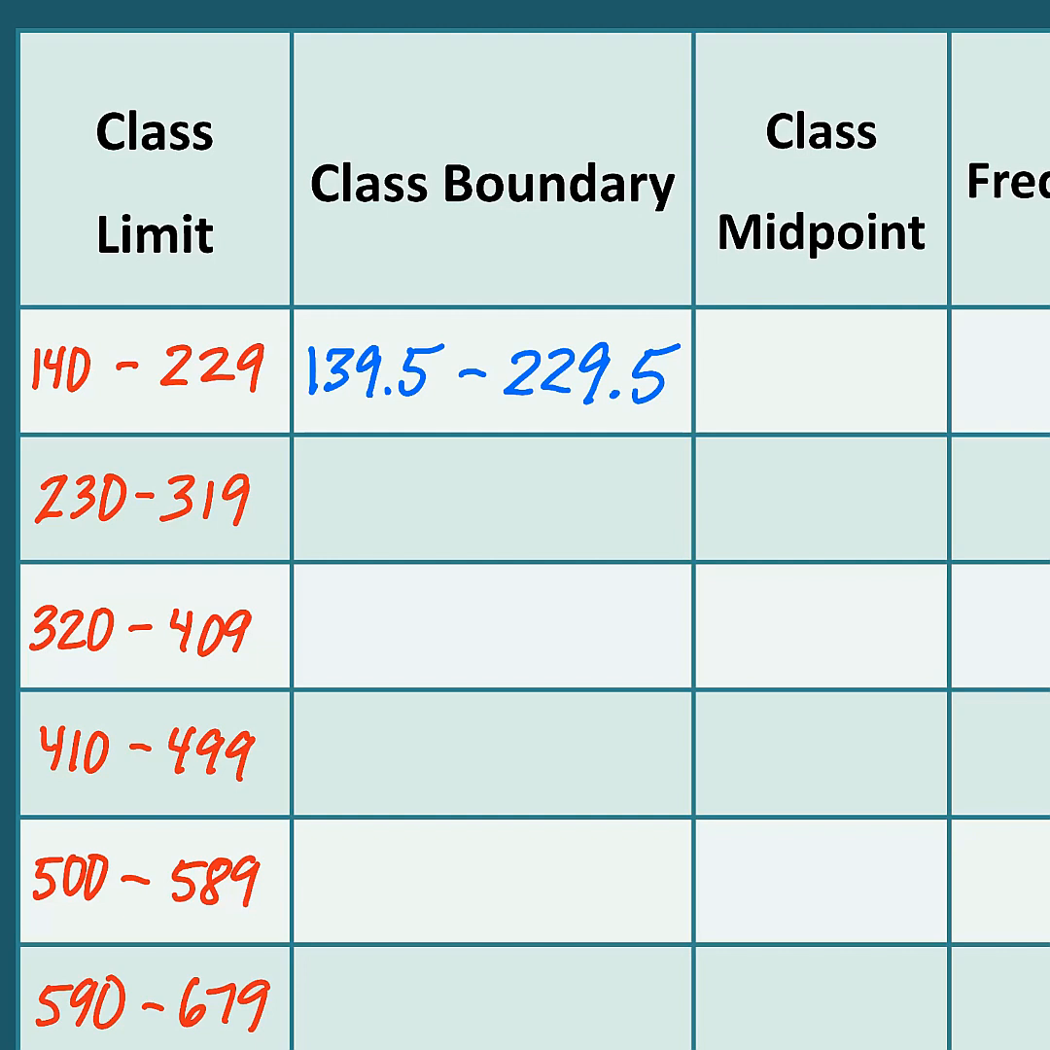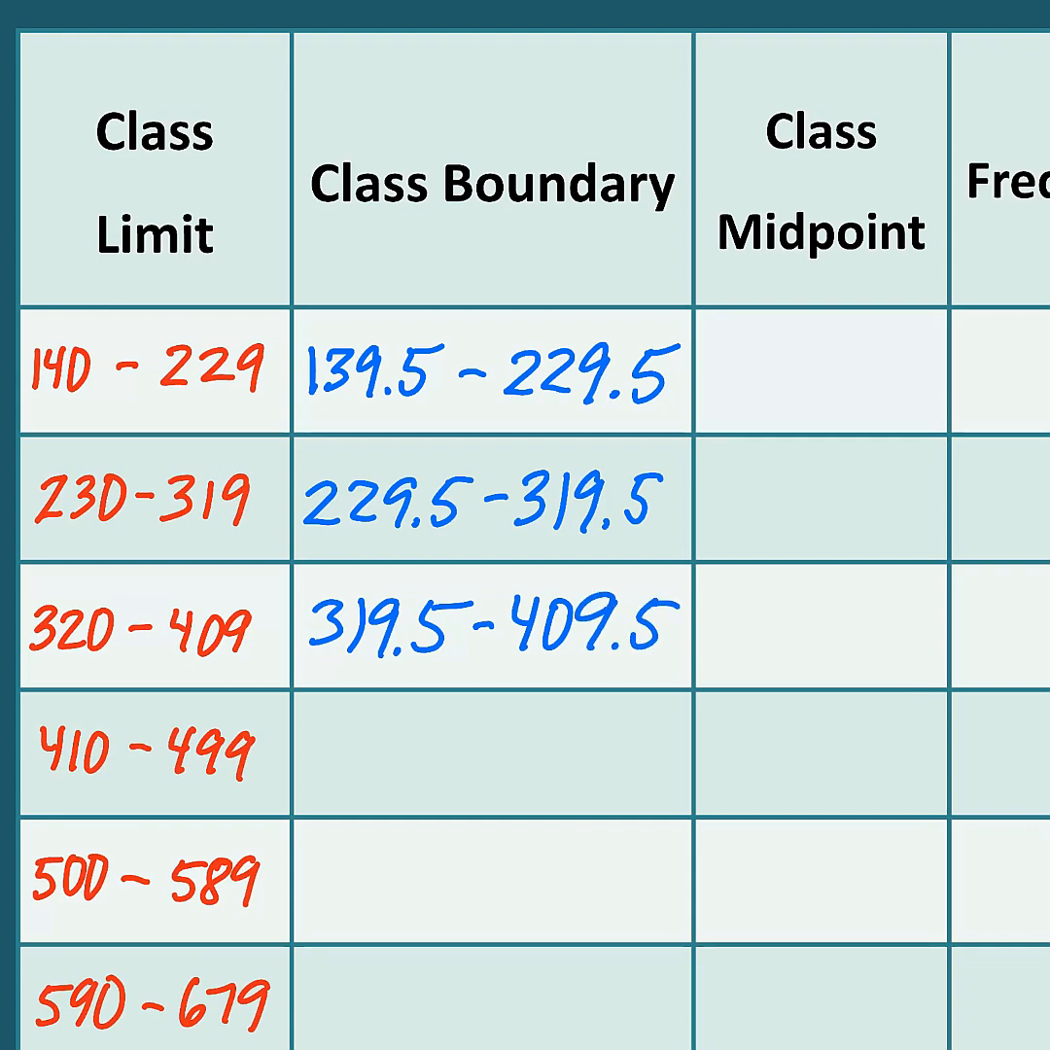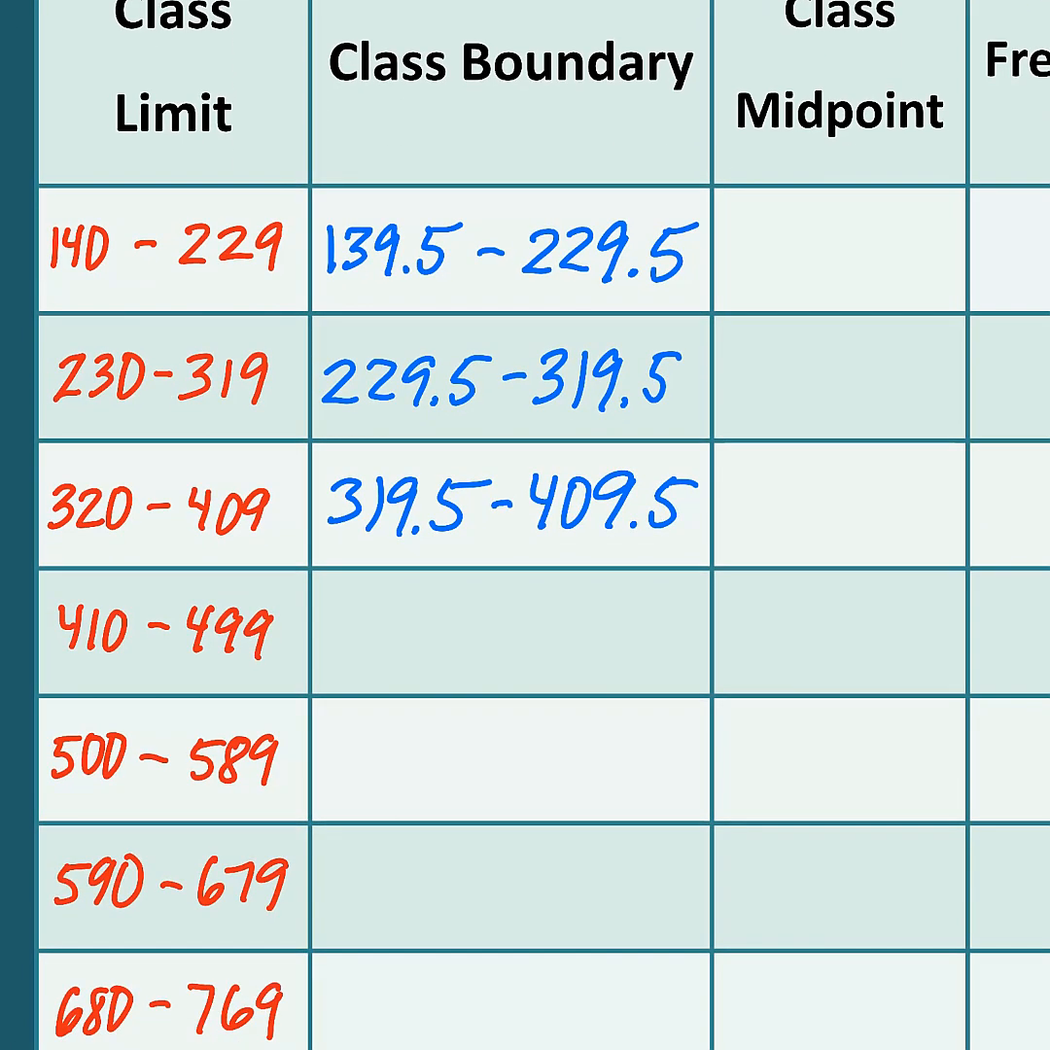Now you'll notice that the next class boundary starts at 229.5 again. This is because I am subtracting 0.5 from 230. But you'll notice it happens to coincide with the previous upper class boundary. This is no mistake. And you will notice this pattern throughout the table. That means the next lower boundary will be 319.5 on up to 409.5. And once again, I invite you to pause the video here and get the same numbers as me.